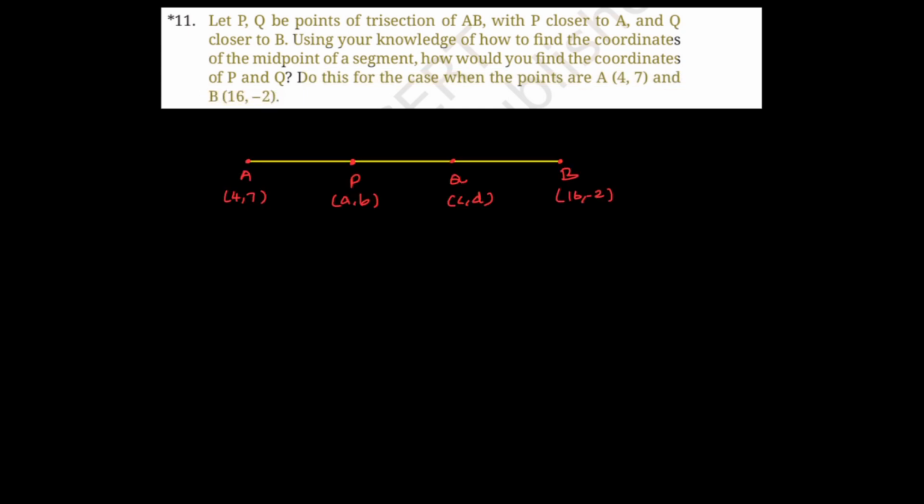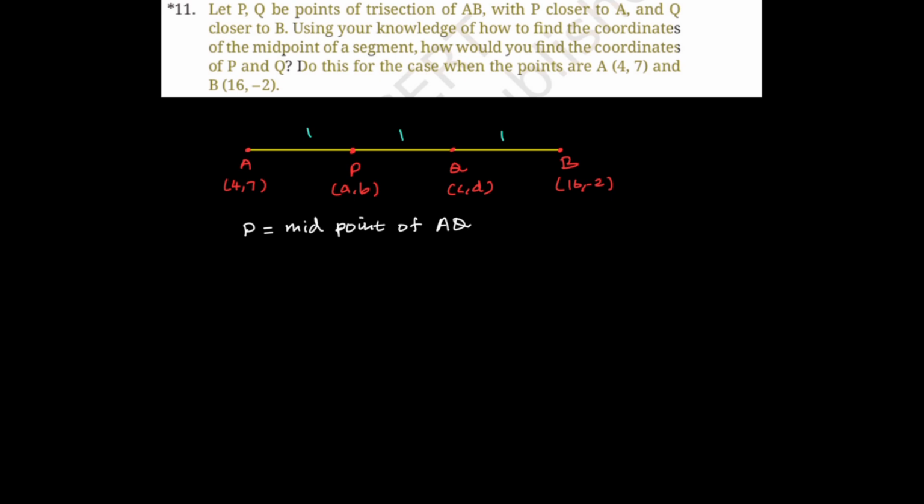We draw the diagram from the given information. AB is the line segment. The coordinate of A is (4, 7), and (16, -2) is the coordinate of B. Now P and Q, these two points, divide the line segment into 3 equal parts. So P is the midpoint of AQ.